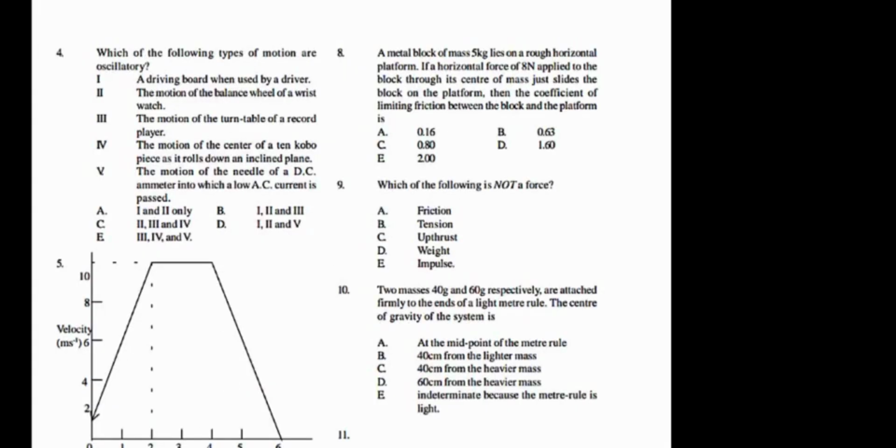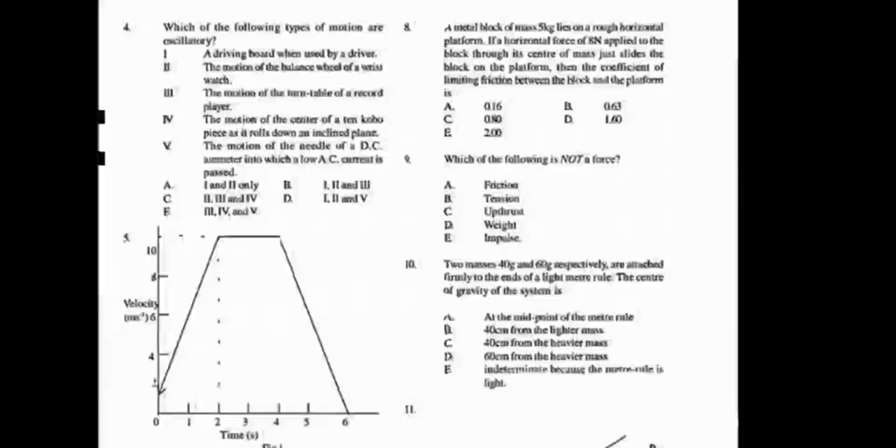Okay, so looking at question number 4, let's enlarge it a bit so that we can see it clearly from afar. Question number 4 says, which of the following types of motion are oscillatory? We want to see the motions that are oscillatory, right? Now let's see. The first one says a diving board when used by a diver. This is supposed to be diving, don't mind, there's a typographical error. Diving is oscillatory, so that's one, because you oscillate, right?